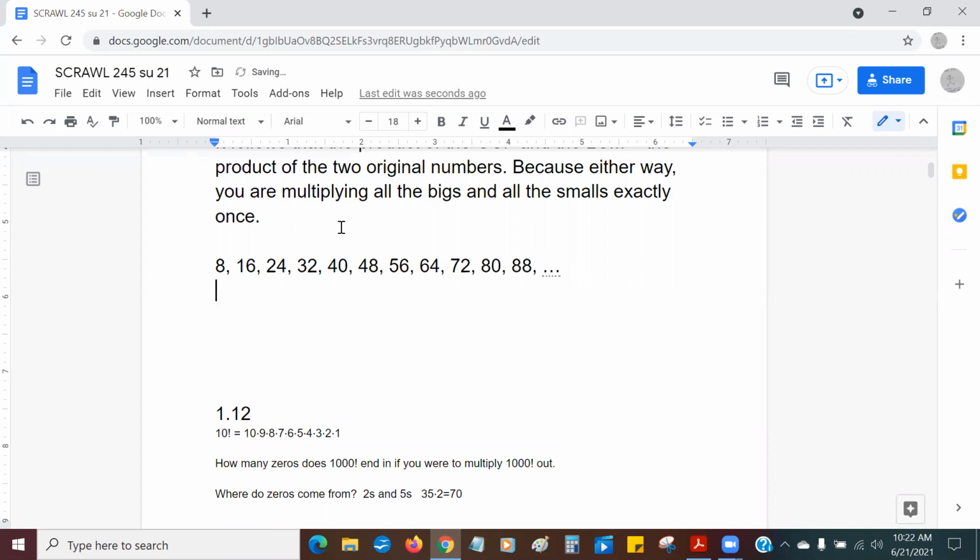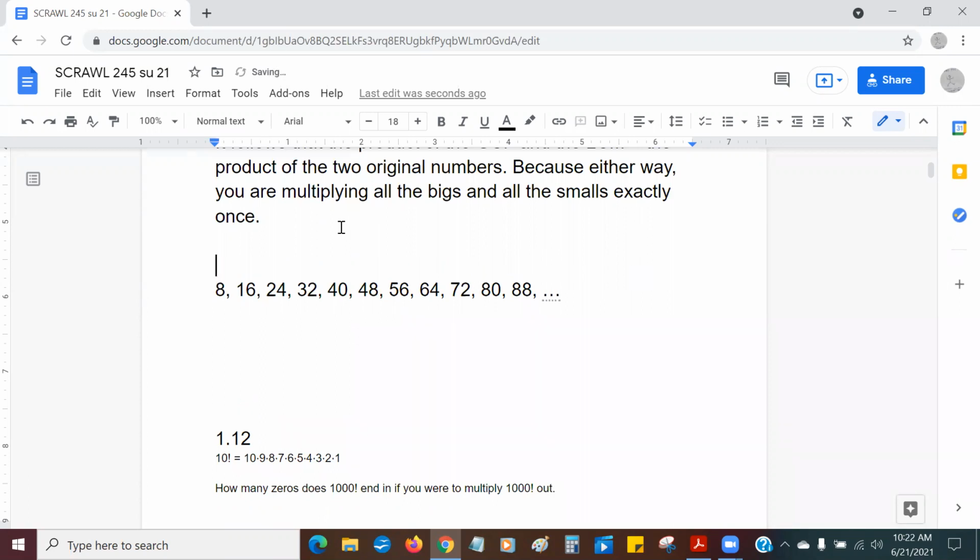And the multiples of, let's say, 6. Let's put 6 over here, actually. The multiples of 6, for example, are 12, 18, 24, 30, 36, 42, 48, 54, 60, 66, 72, 78. That's right. All right.